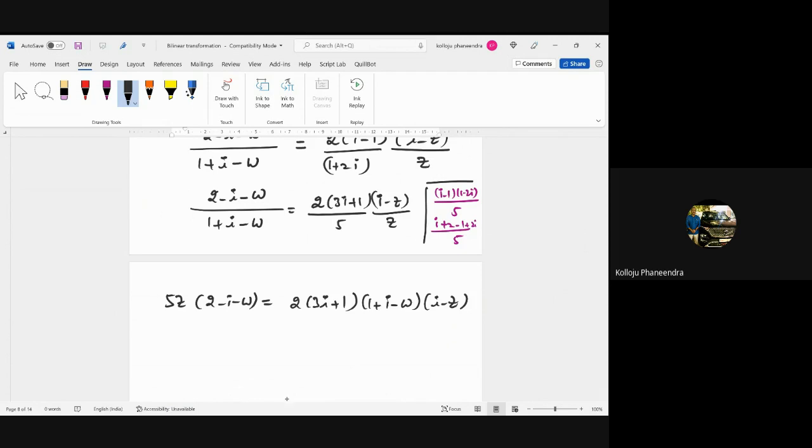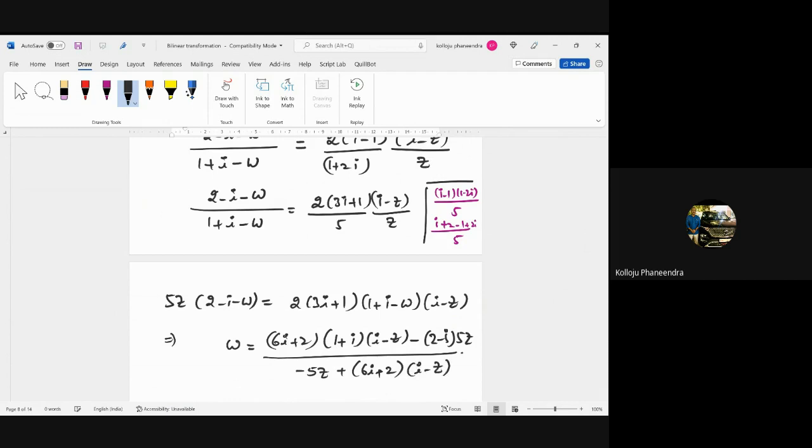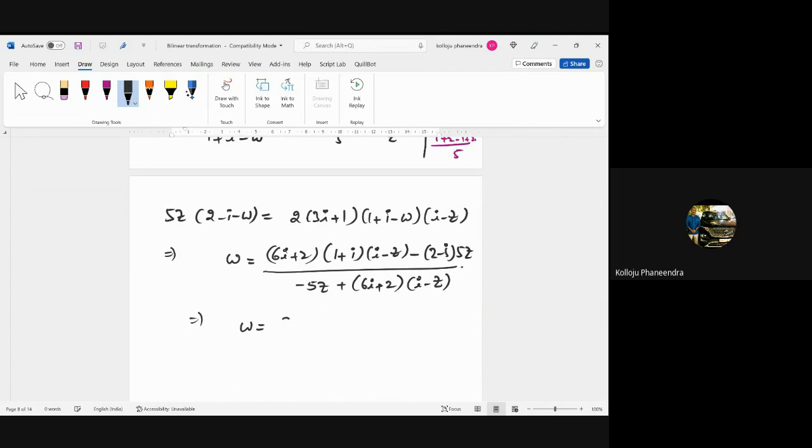That's it. Okay, 5Z comes here. After simplification, taking W entirely on this side: 6I plus 2, into 1 plus I minus Z, minus 2 minus I into 5Z, whole by minus 5Z plus 6I plus 2 into I minus Z. That is equal to W equals Z into 6 plus 3I plus 8 plus 4I, whole by Z into 7 plus 6I plus 6 minus 2I. Okay, this is the bilinear transformation.